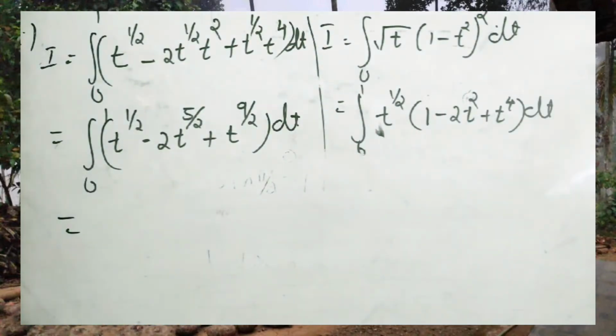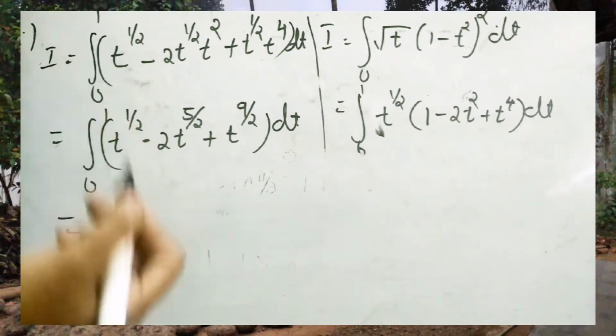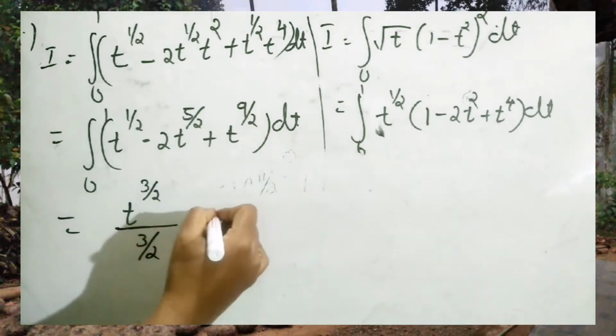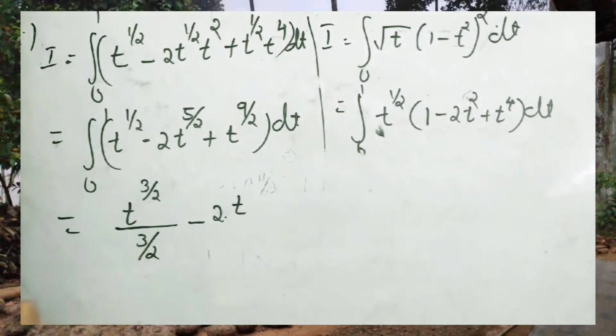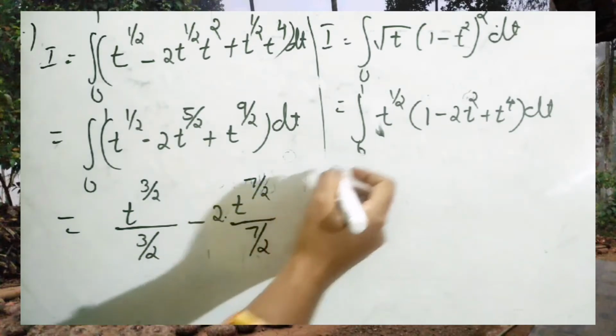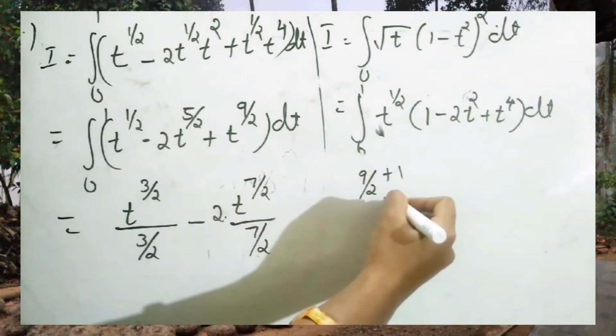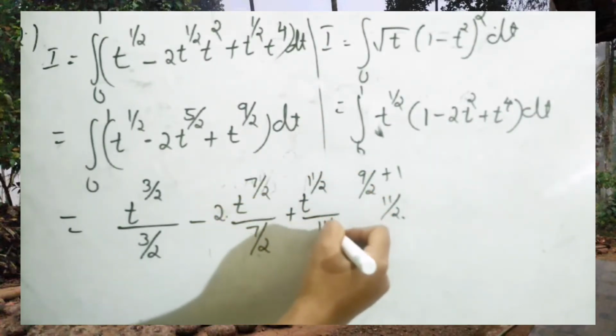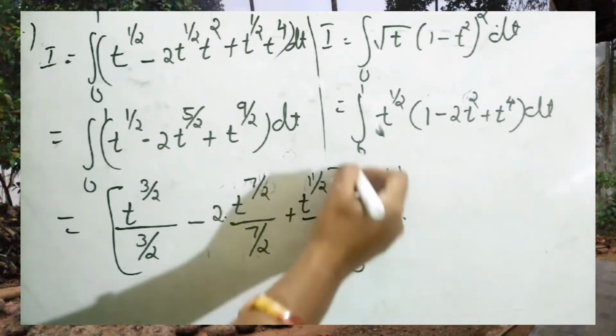The integral of t raised to 1 by 2 is t raised to 1 by 2 plus 1 divided by 1 by 2 plus 1, that is t raised to 3 by 2 divided by 3 by 2, minus 2 into t raised to, the 5 by 2 integral is 5 by 2 plus 1 divided by 5 by 2 plus 1, right? So that we will get 5 by 2 plus 1 is 7 by 2 divided by 7 by 2, and 9 by 2 plus 1, this is 11 by 2. So t raised to 11 by 2 divided by 11 by 2 from 0 to 1.